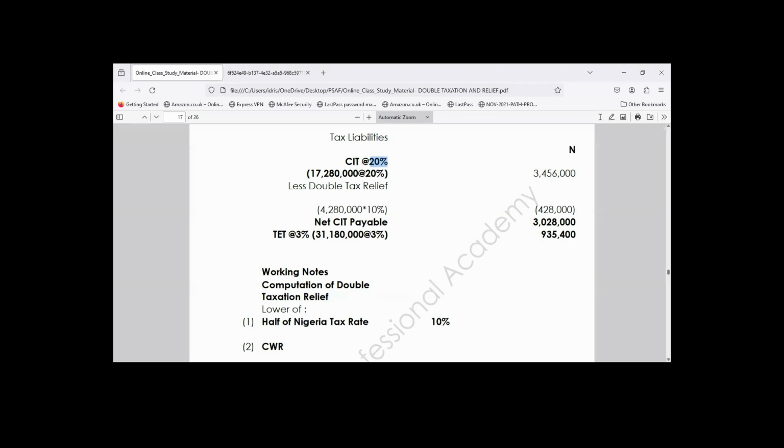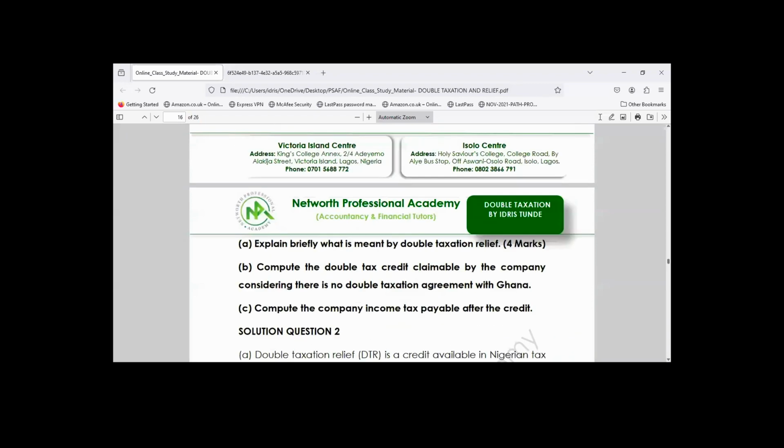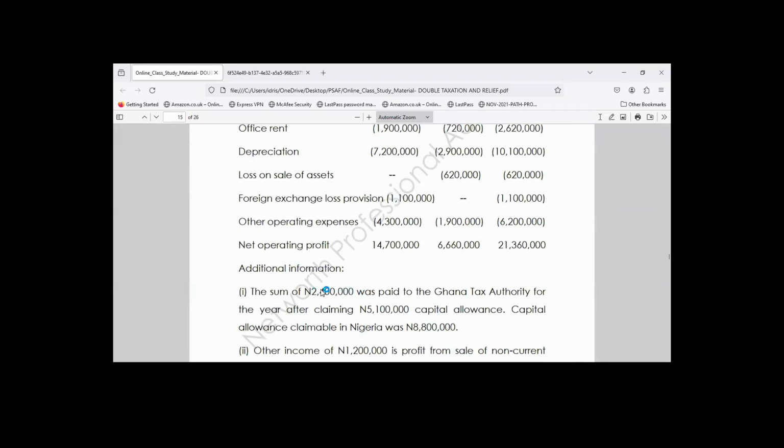I now compute my Commonwealth rate. What is the formula for computing Commonwealth rate? Foreign tax paid over taxable profit on foreign business. How much tax do they pay in foreign? In the question, they said they pay Ghana Tax Authority how much? 2.4 million. That is the foreign tax paid.